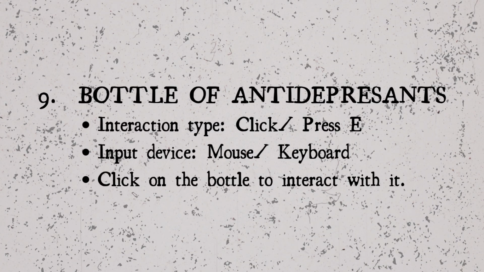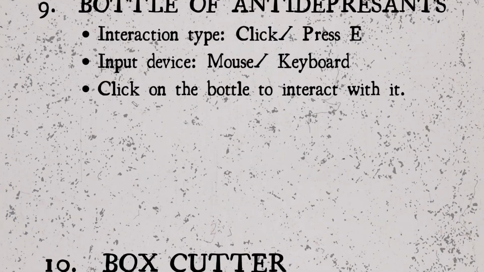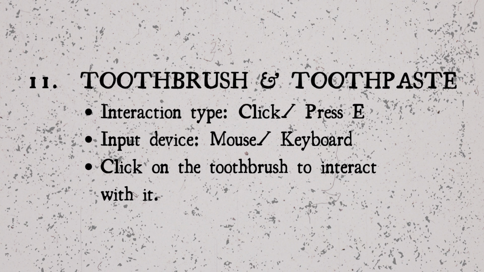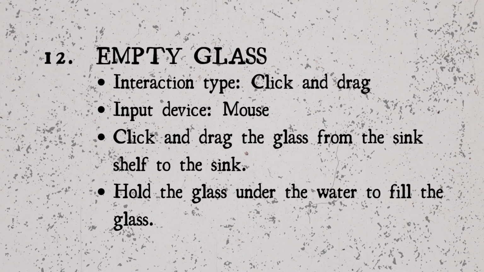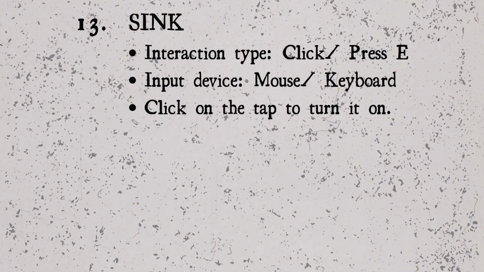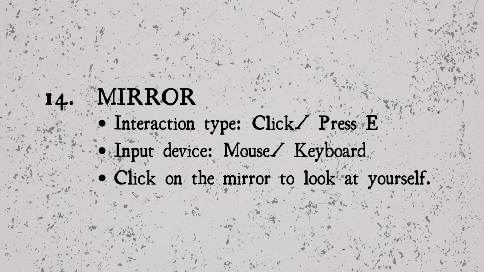Then we have a bunch of mini interactions with a few assets. A bottle of antidepressants, a box cutter, a toothbrush and toothpaste. All of these, you can click on them to get these mini interactions. Then we have an empty glass. You can click and drag the glass under the sink to fill it with water. Then we have the sink, which again you click on it to turn it on. And finally we have a mirror. You click on the mirror to look at yourself in it.